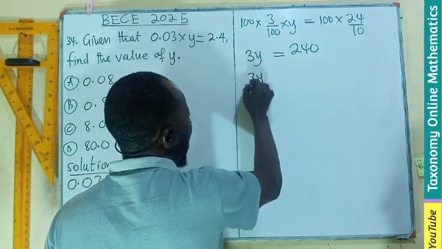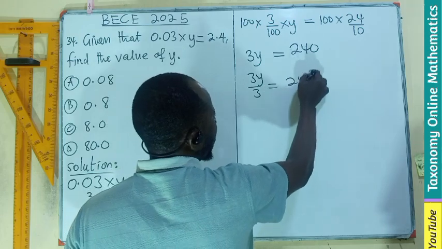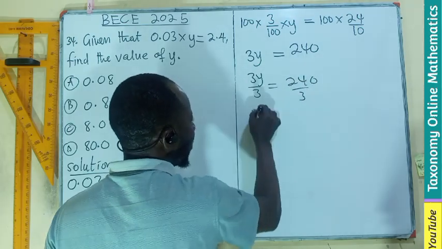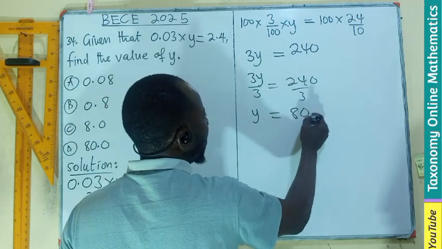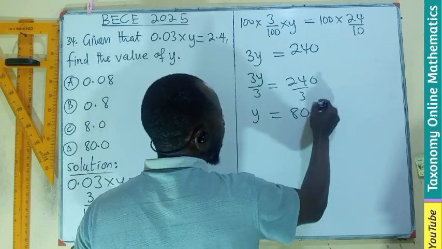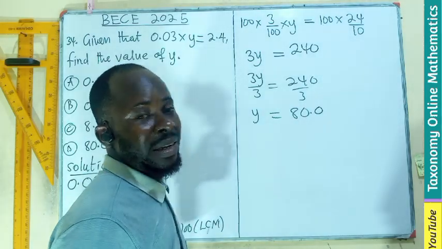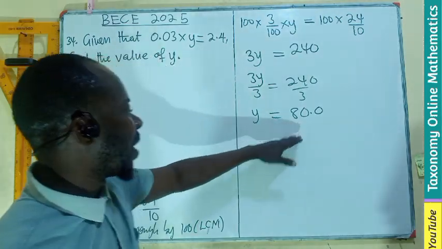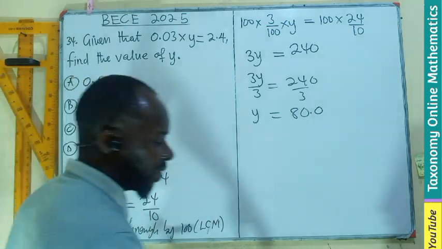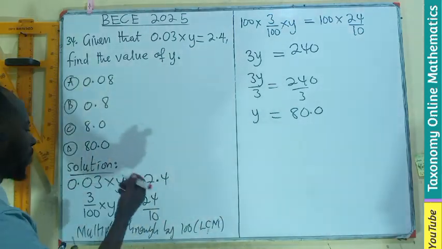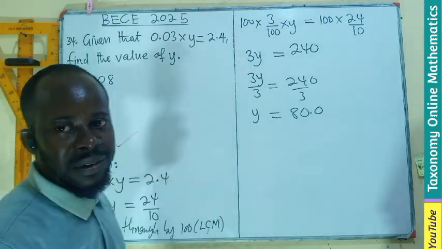Therefore, 3y divided by 3, 240 divided by 3, y is going to be 80. So let's put a 0 there, which doesn't change anything. So it's 80.0 or 80, just like we are seeing in option D. I guess the concept is clear.